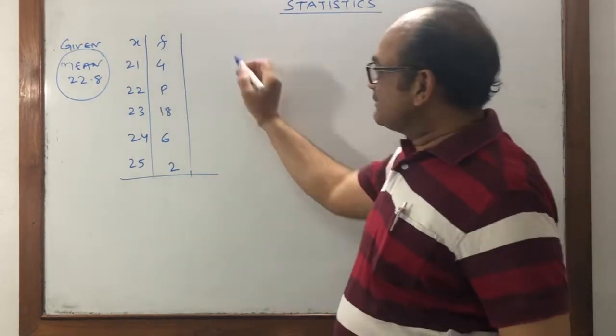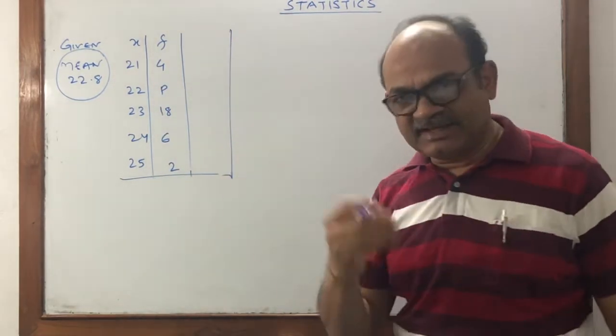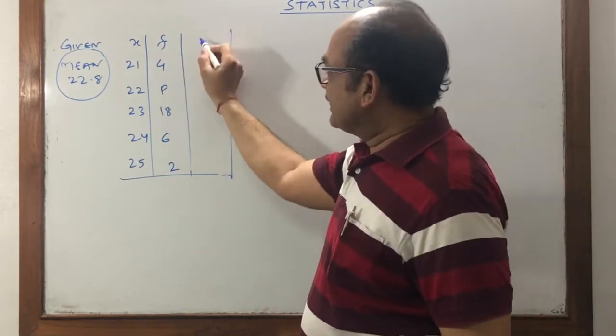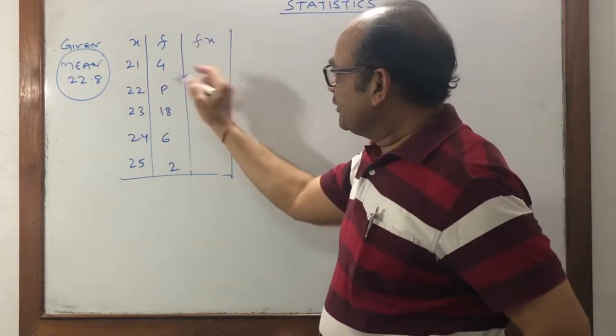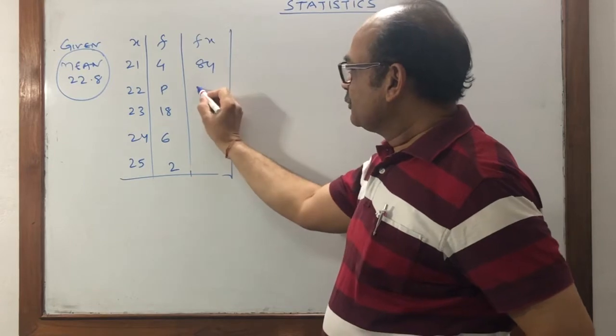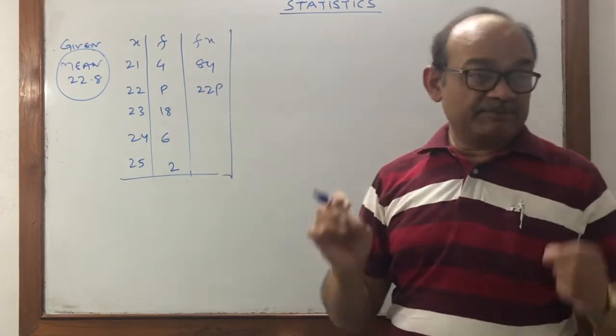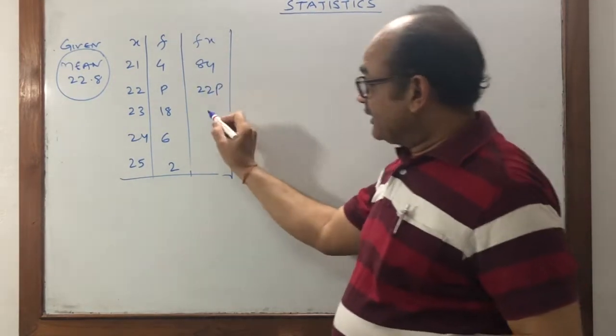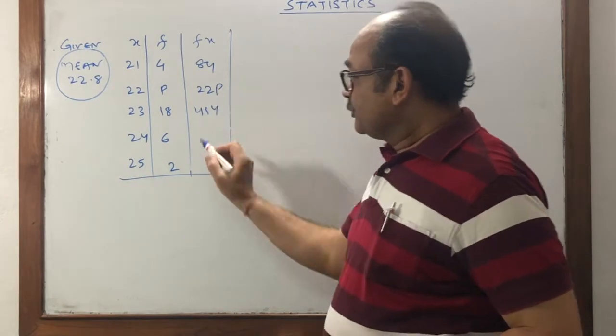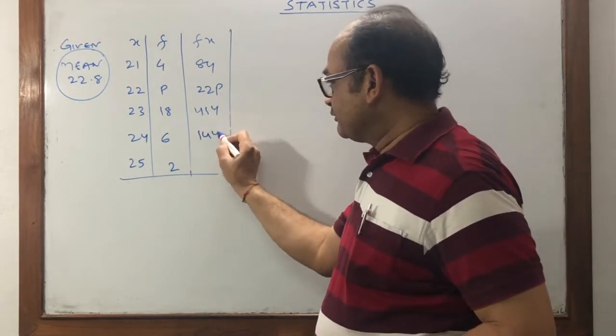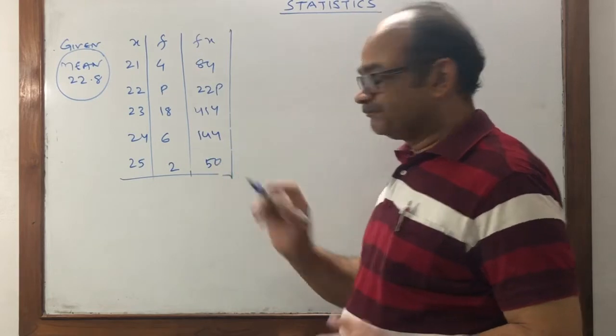We have to calculate what is the value of p. So you know the simple method, class 9th direct method. First we start with fx. 21 into 4, 84, 22p. Now multiply 23 into 18, what are we getting? 414. 24 into 6, 144 and 50.